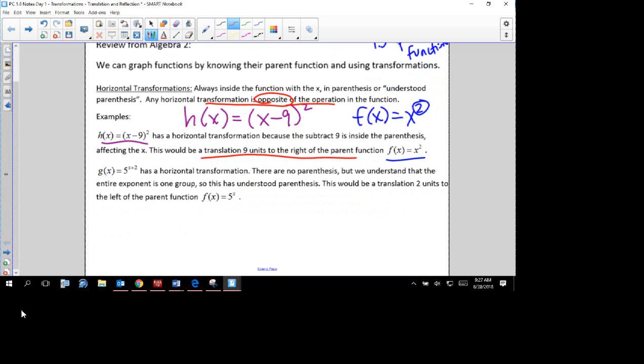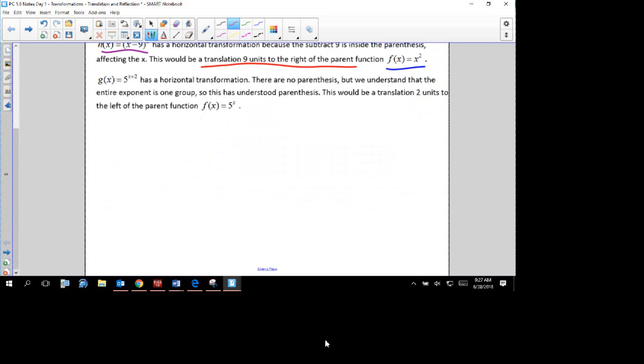So here's another example, and this one we did not do parent functions for, so that's why I put this one down. The parent function of this 5 to the x plus 2 is 5 to the x. So it still has that 5 in it. And you can see there's a plus 2.